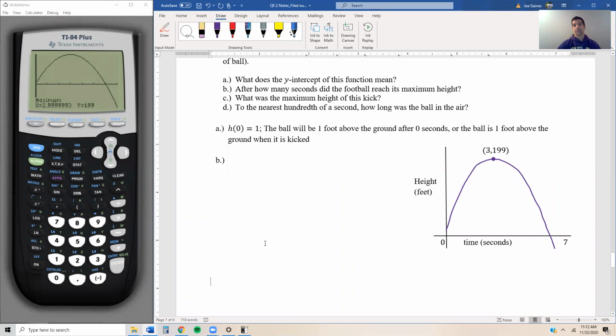Okay, so if you did this algebraically, you'd show your steps, you'd show your algebraic use of the vertex formula, and that's fine. You find out the vertex is (3, 199). So now I can answer B.